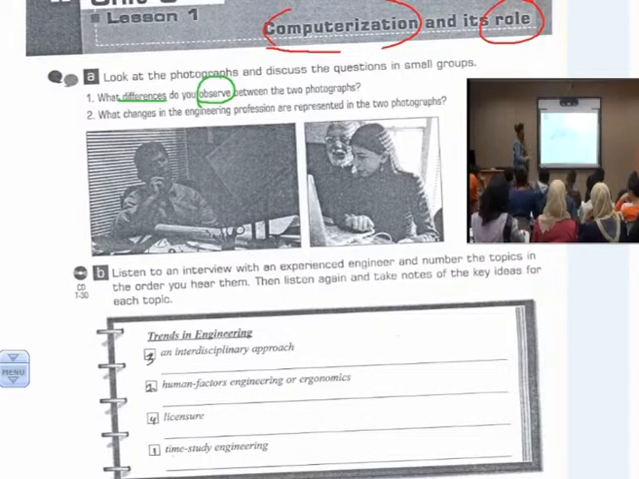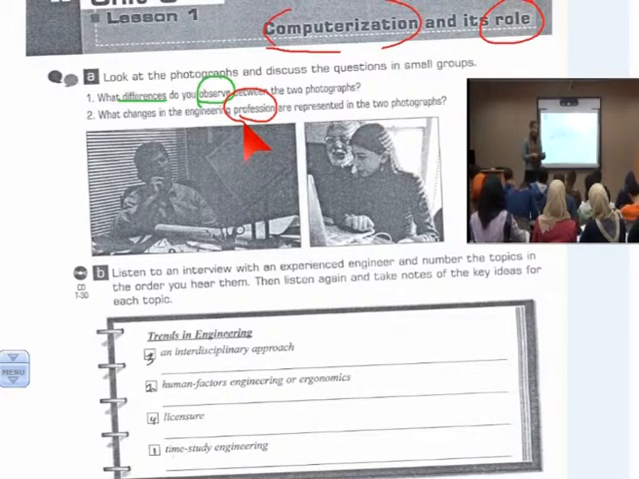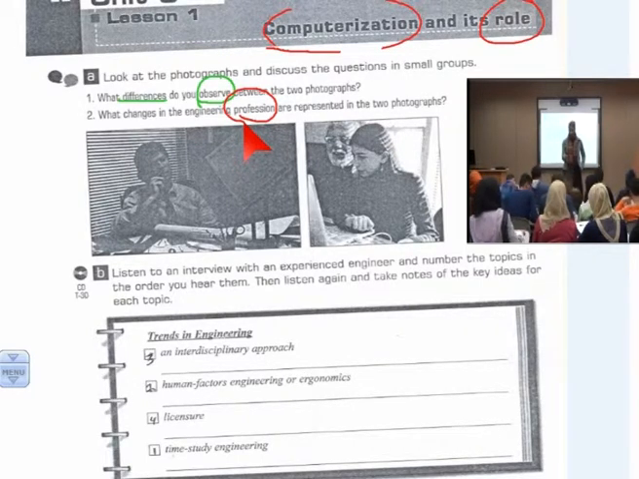Then number two, it says what are the changes in the engineering profession, you know the word profession, represented in the two photographs. I suppose it's a good word to know. It's a career, job, profession, your job, what's your profession? So from professional, specialization, some people call it specialization, yes? So it's a profession. It's good to keep it in mind. Keep it in mind. It tells us, listen to an interview with an experienced engineer and number the topics in the order you hear them, then listen again and take notes of the key ideas for each topic. So let's open your books on page 23. We have a script on page 23, please.